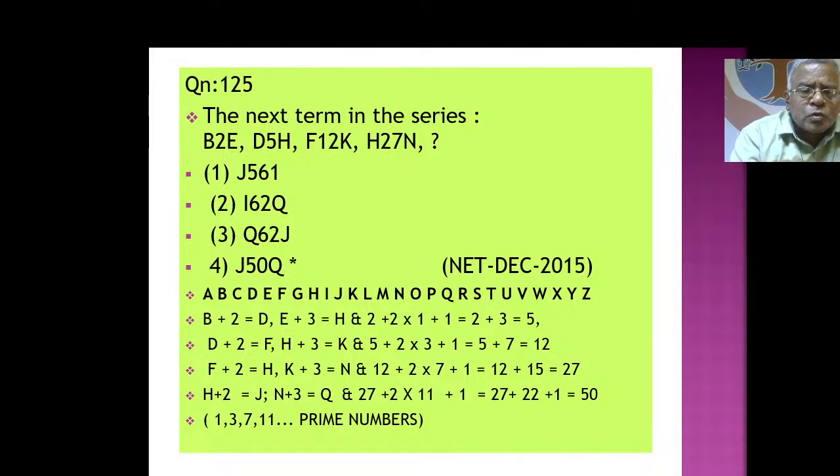B plus 2, that is D. B, C, D. So the second term, after 2 letters, B plus 2, D. Likewise, E plus 3, that is H. You understand from the alphabet? E, F, G. So after 3 letters, H comes. So E plus 3, H.